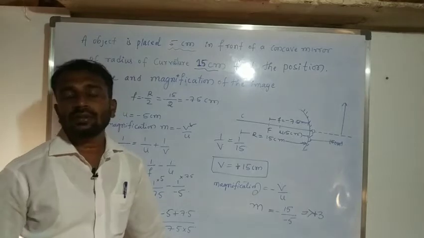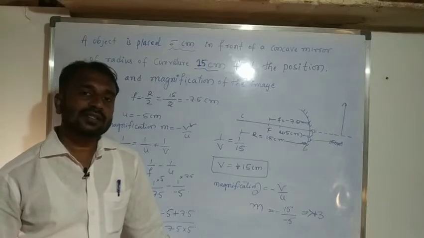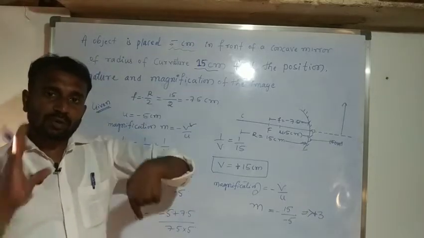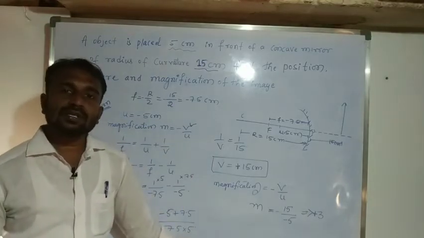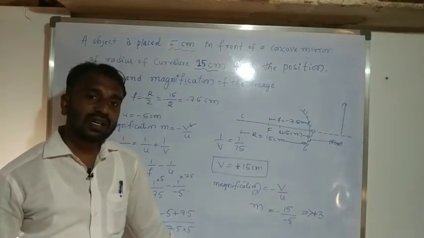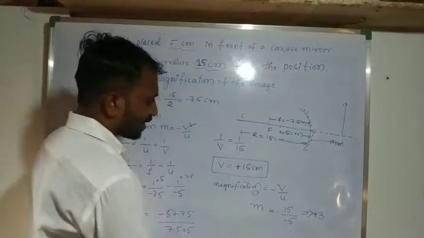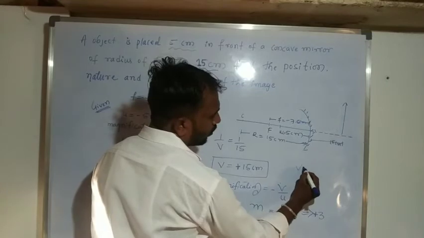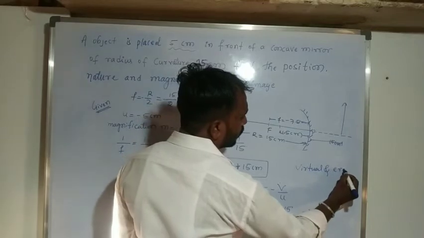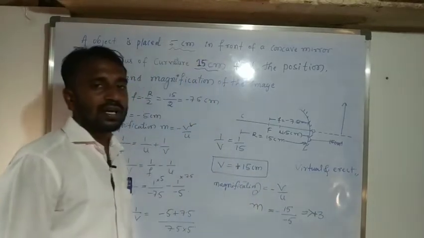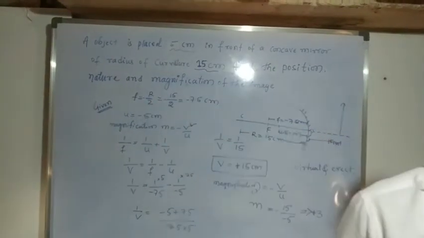In the last problem, the magnification value was minus 3. Minus sign indicates inverted, opposite to the object. It means opposite direction to the object. In the last problem, the magnification value was minus 3. In this problem, the magnification value is plus 3. So this image is virtual and erect, and the position of the image is on the other side of the mirror.